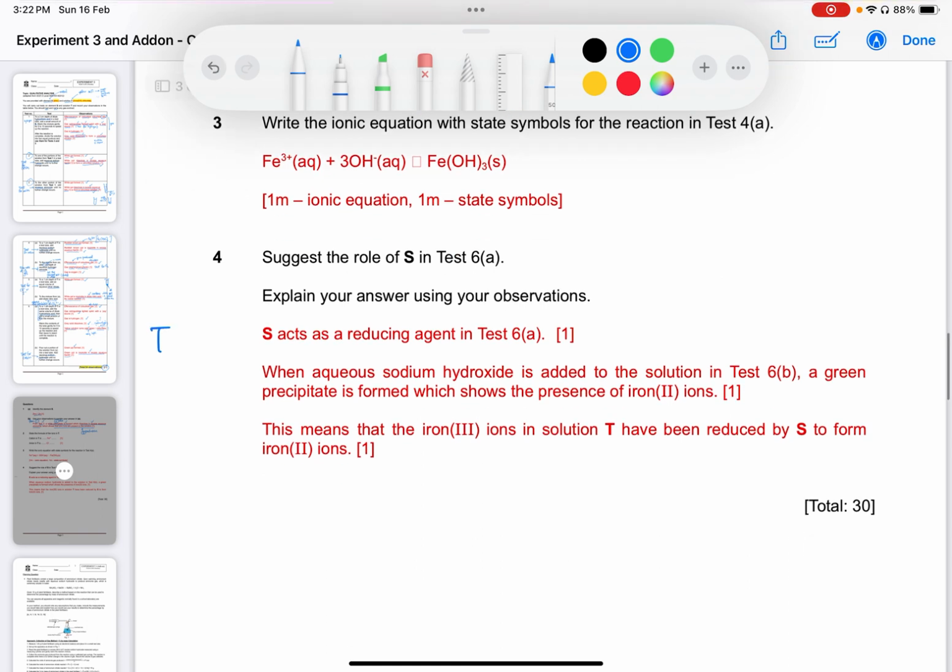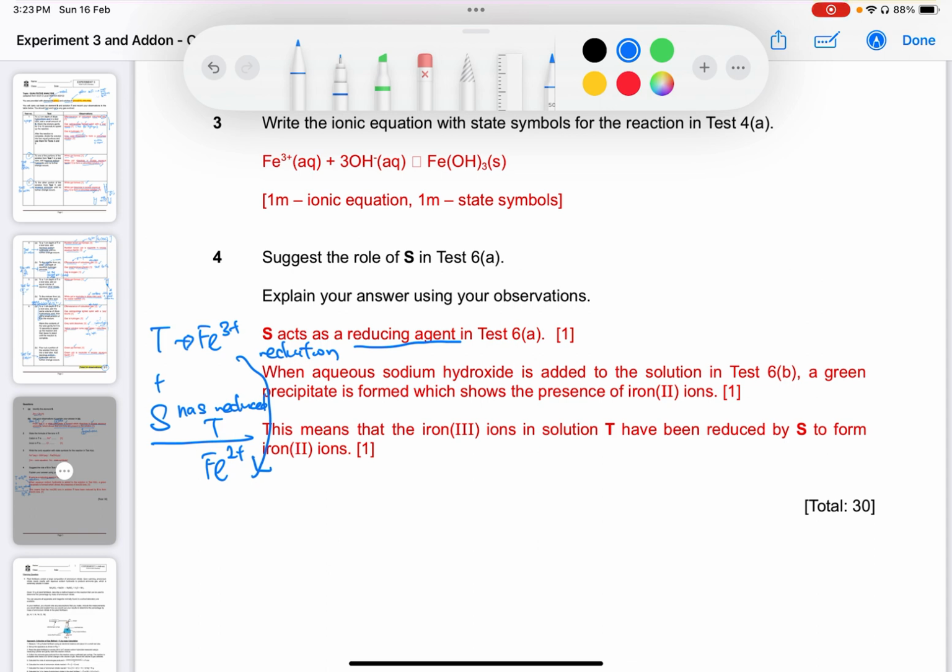So T initially has Fe3+. I let it react with S, right? Then I know that the result is that Fe2+ is formed. So I know that from Fe3+ to Fe2+, this is a reduction. Hence, S must have reduced T. So therefore, S acts as a reducing agent. How do you know? Because of all this, right?